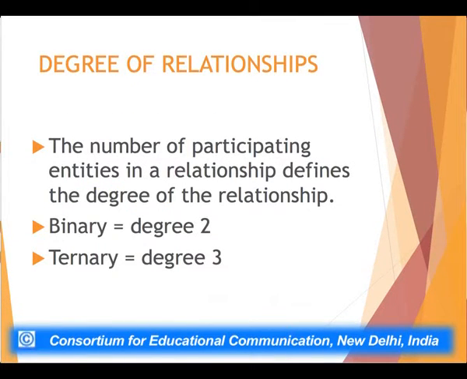When we talk about relationships, there are a few aspects related to a relationship that need to be discussed, like the degree of relationships. The number of participating entities in a relationship define the degree of relationship. That is, how many tables are associated through this single relationship. If it is a binary relationship, the degree is 2. If it is a ternary relationship, the degree is said to be 3. So, the number of participating entities define the degree of the relationship.